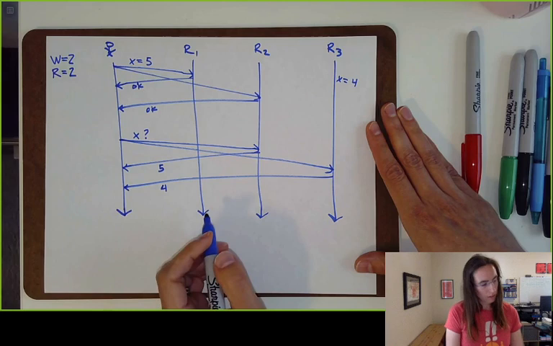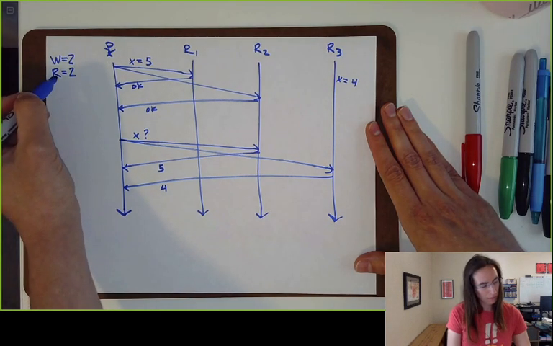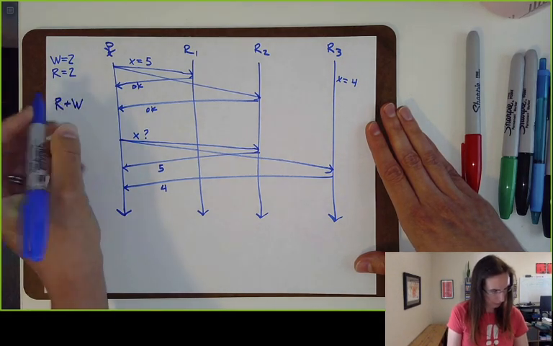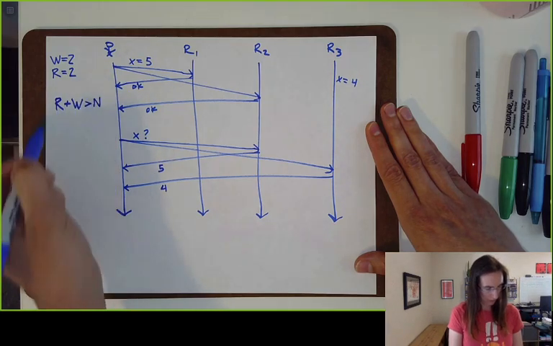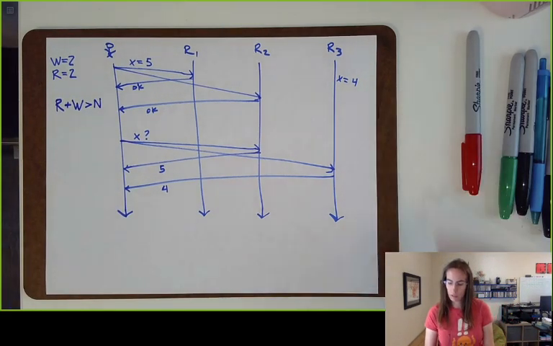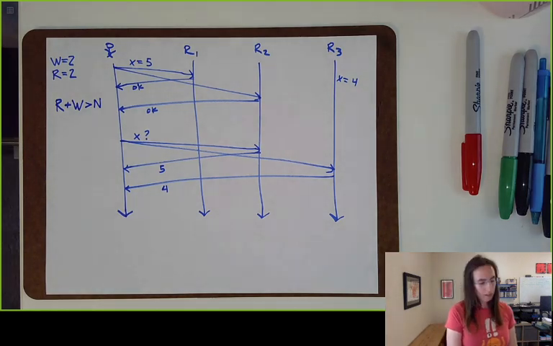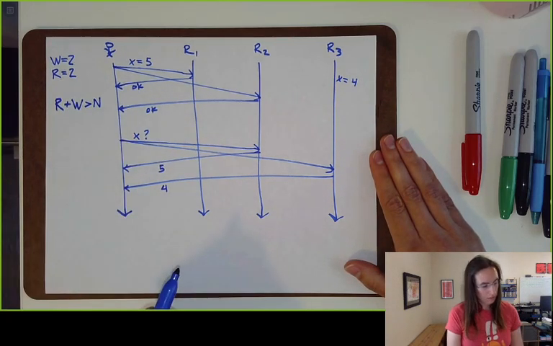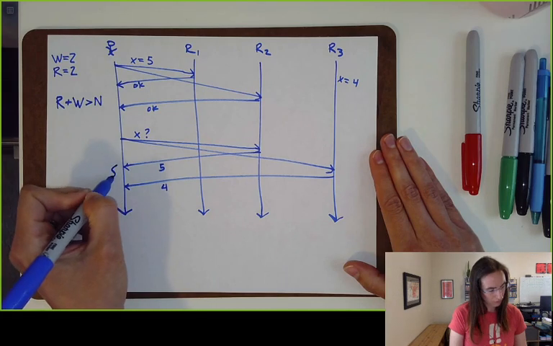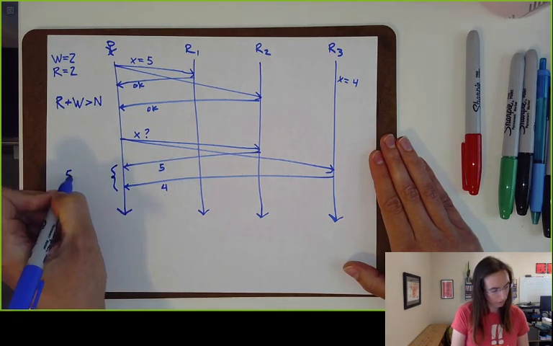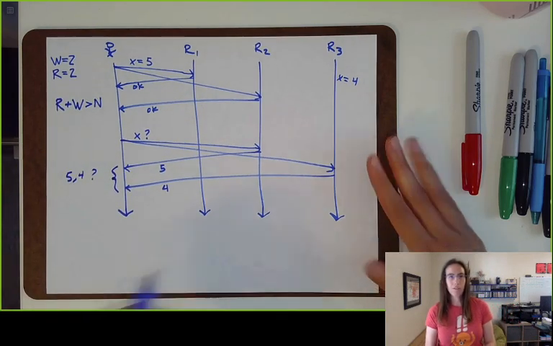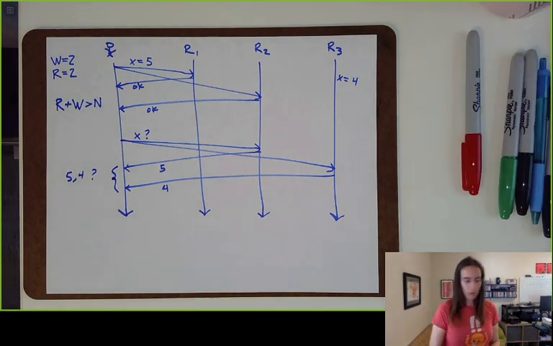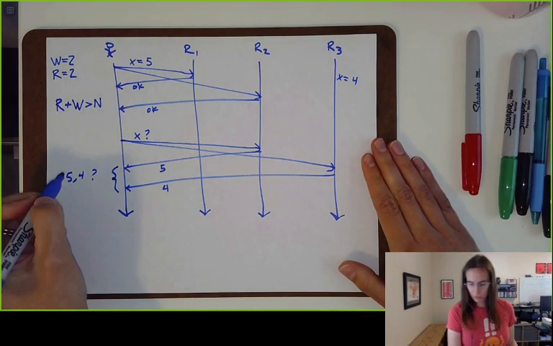However, notice that the read and write quorums overlap. In particular, if you add the read and write quorums together, you get something that's bigger than the total number of nodes that there are. So you know that you're going to get at least one response that has that latest write. Now, how do you figure out which of these is what you actually want, you know, 5 and 4? Well, that's your problem, right? You might not have the best conflict resolution strategy, and that's on you to figure out as the client. But at least you know that somebody's going to tell you the most recently written data.